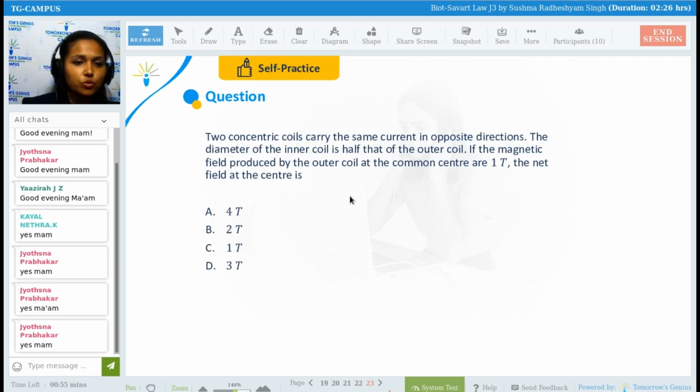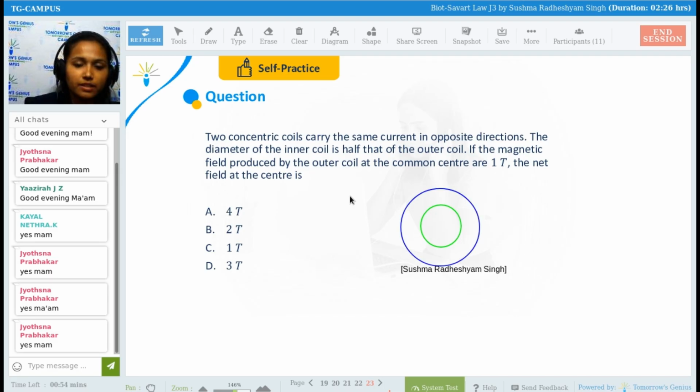This is the solution of that. The second question: two concentric coils carrying the same current in opposite direction. That means one coil here and one coil here carrying the same current but in opposite direction. The diameter of the inner coil is half of the outer coil. So this is two concentric coils in opposite direction. If this is the current for the first, this is the current for the second.